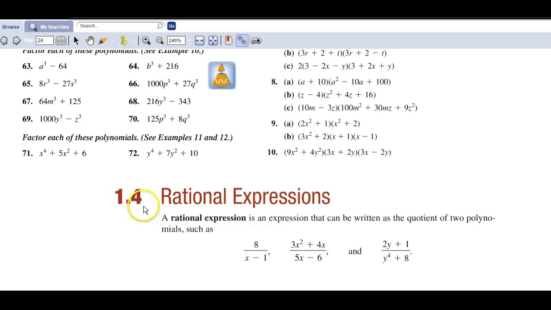Now in topic 4 of chapter 1, we're going to look at rational expressions. A synonym for rational expressions, sort of, is just a fraction. So this is a fraction, this is a fraction, this is a fraction. These are rational expressions. And when they use the word quotient, it just simply means they're going to be written in the form of a fraction. Two polynomials as a quotient. Okay.